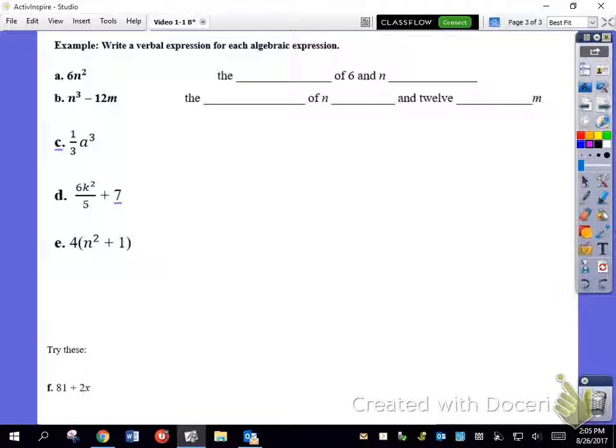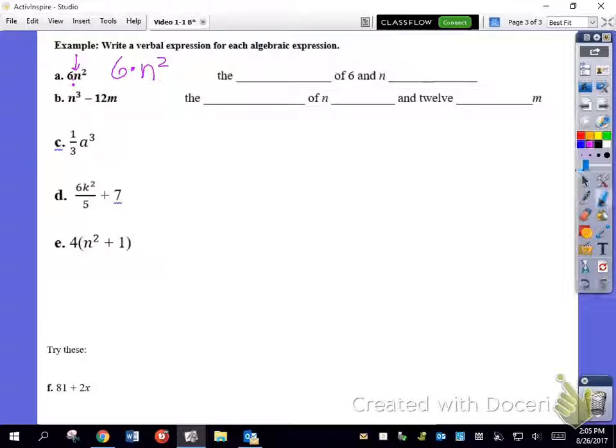Now we're going to do the opposite. We're given an expression and we want to write it out in words. So I have a number next to n. Anytime it's next to n, that is like having a dot. That's like having 6 dot into the second.